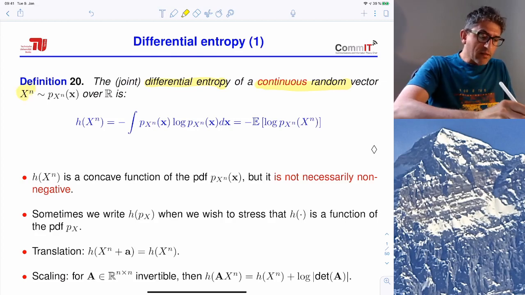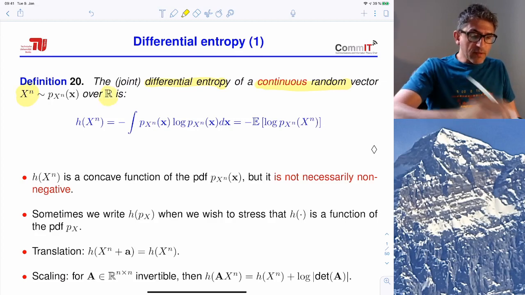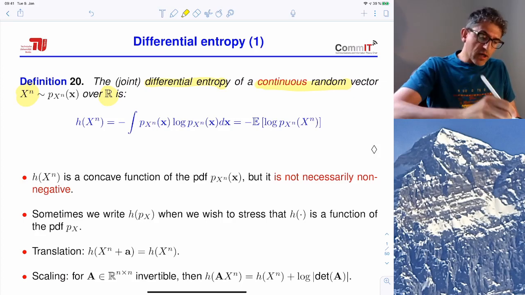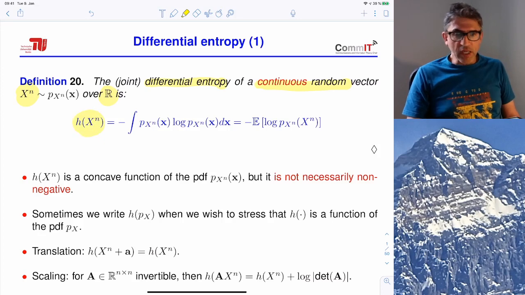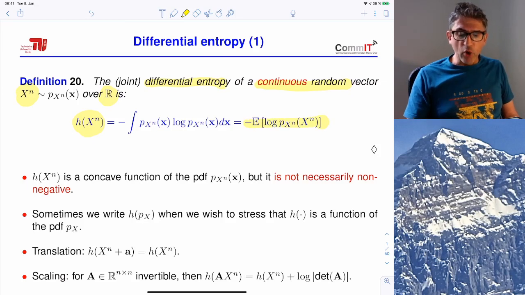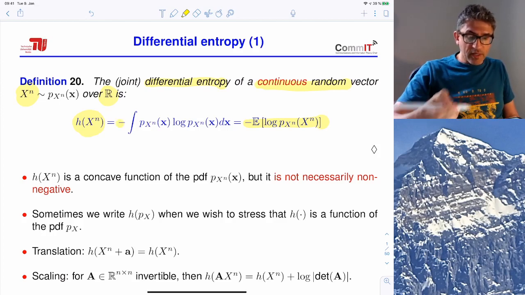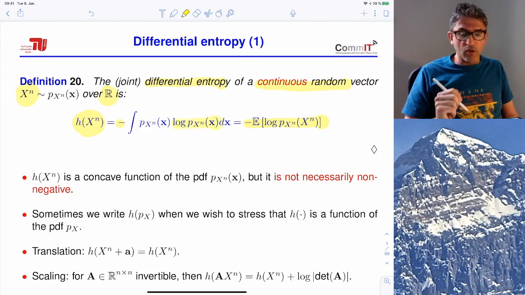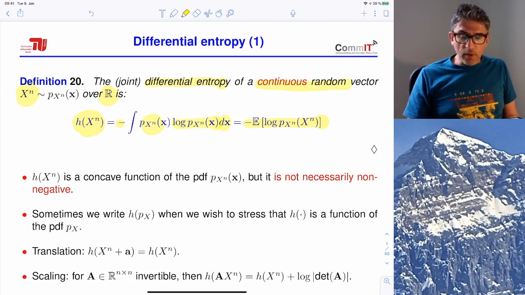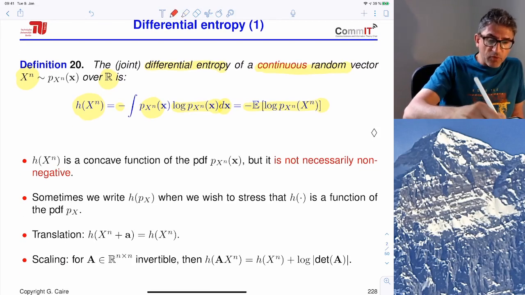So we have a random vector X^n defined over the reals, with a certain probability density that we call small p sub X^n of x, and we define the differential entropy. We use the symbol small h to distinguish it from big H, which is the entropy. Differential entropy is simply, you see exactly the same definition, minus the expectation of the logarithm of the probability density of the vector. Explicitly, it is minus the expectation written as an integral: the function that we are computing the expectation of, times the probability density function, integrated over dx.